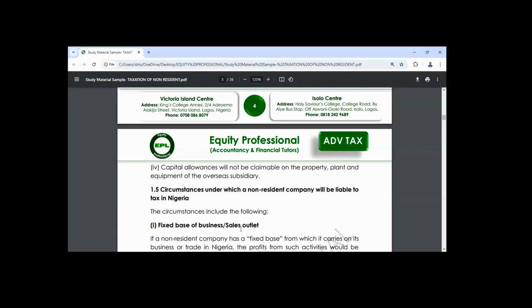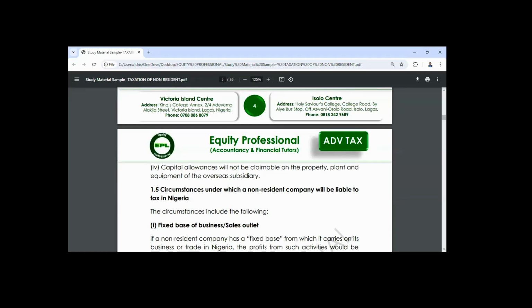If they want to pay their tax, they will pay both company income tax and education tax. They will file a tax return. They will prepare audited accounts because they have an office in Nigeria. But in the case of turnkey, they don't have an office in Nigeria. They just came to Nigeria to do a one-off project or to deliver an item or to do installation. Once they finish, they are going back. The tax that they will pay in that case is only withholding tax.